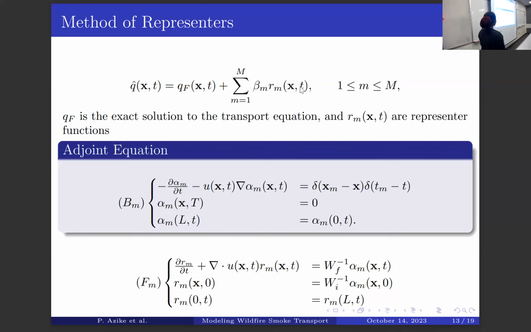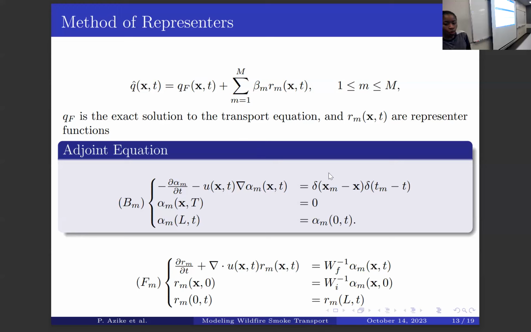And then the best estimate will simply be a linear combination of the exact solution of the transport equation and the representer functions. And these representer functions respond to the impulses that arise as a result of the differences between the model and the observations. And beta M is simply the coefficient of the representer functions. So when we rewrite it, we then have a new adjoint equation and forward equation. When we integrate the adjoint equation backward in time, we can then substitute and obtain the representer functions, which we can use to get our best estimate.